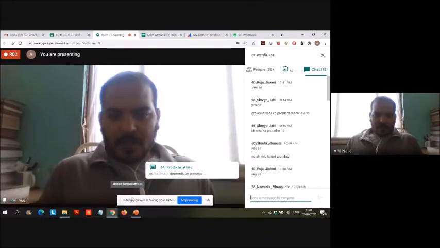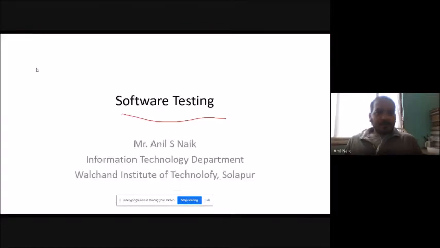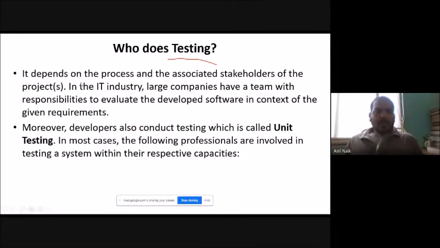It depends upon the process and the associated stakeholders of the project. So in the IT industry, the large companies have a team with the responsibility to evaluate the developed software in context of given requirements. They evaluate the developed software as per the requirements.